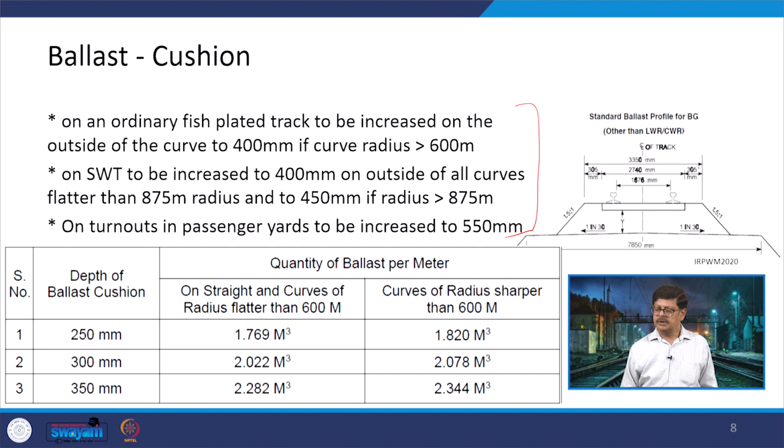Okay, so here this is a standard ballast profile which has been given for a broad gauge, but not for an LWR or CWR, that is a bit different. Here again the depth of the cushion, and along with depth on the straight and curves flatter than 600 meter radius and more than 600 meter radius, the quantities have been calculated, and these changes are related with respect to the changes in the C values or the CES value which is provided on the outer side.